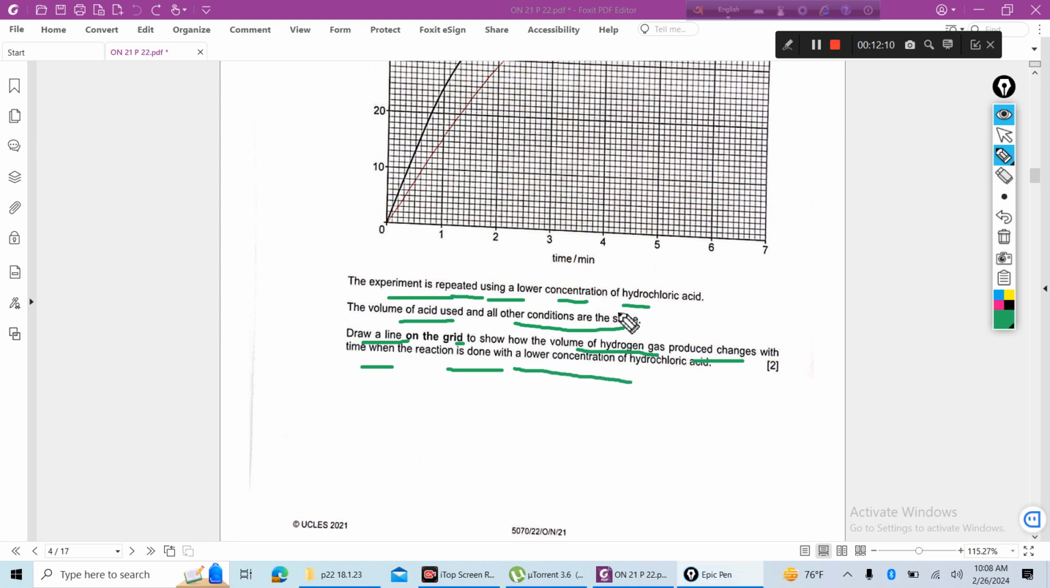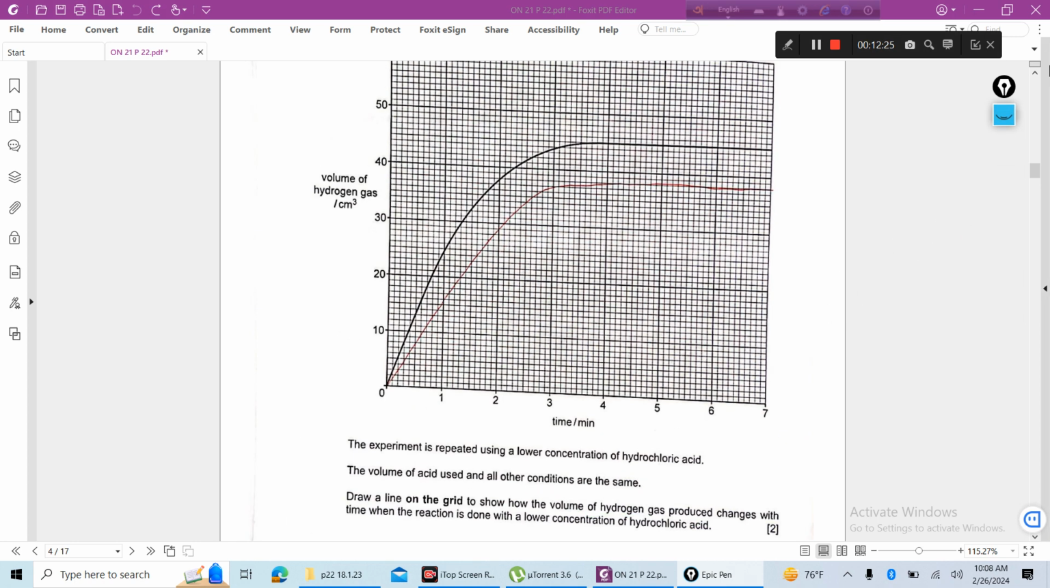You know, if concentration decreases, the number of particles per unit volume decreases, so less effective collision occurs, the rate of reaction will be less and the product also will be less. So this graph will be at lower concentration, less steep compared to the previous one. This will be the low concentration line.